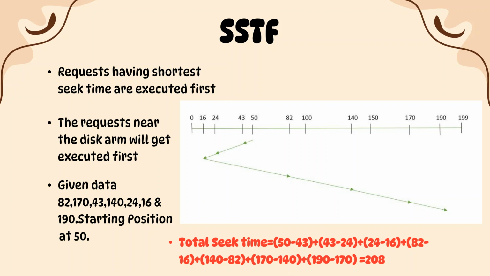Now, we compute the seek time: 50 minus 43, then 43 minus 24, 24 minus 16, 82 minus 16, 140 minus 82, next 170 minus 140, and finally 190 minus 170. So the final seek time is 208. While comparing with first come first serve, the shortest seek time first algorithm gives the better result.